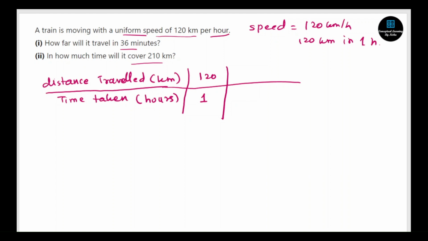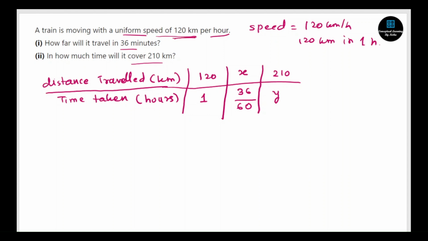Now how far it will travel in 36 minutes. Now 36 minutes, when I want to convert it into hours, I have to divide it by 60. So I have to write this. Okay, because 60 minutes is 1 hour. Okay, so make sure you are not making any mistake here. Alright, and now I have to find the value of x here. One more column I have to make for 210 kilometer and I want to find the value of y here. Alright, so do you understand how did we make the table, right?